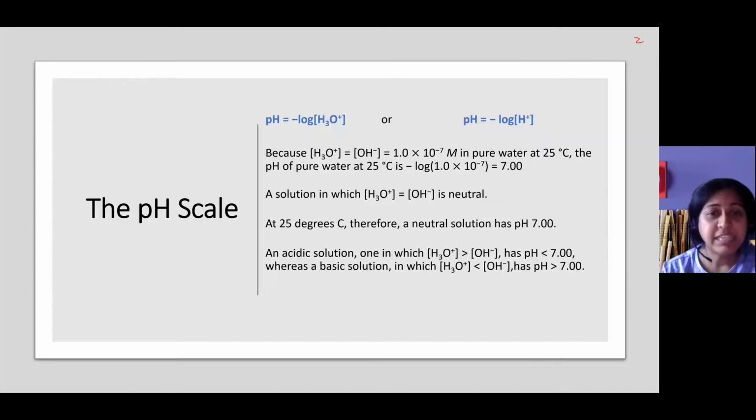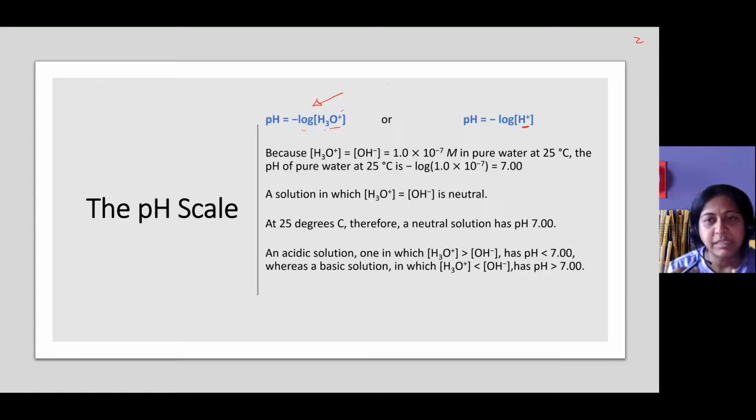pH. pH is an indicator that we use to tell the acidity of a solution. What is pH? pH is calculated by the negative log of the H3O+ concentration. pH equals negative log H3O+ concentration, or simply we can say the negative log of the H+ concentration.